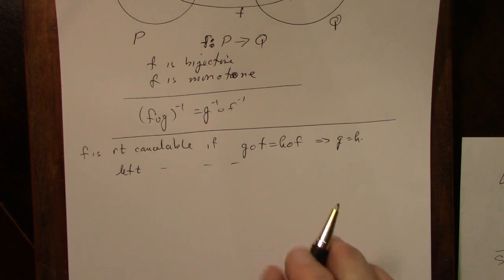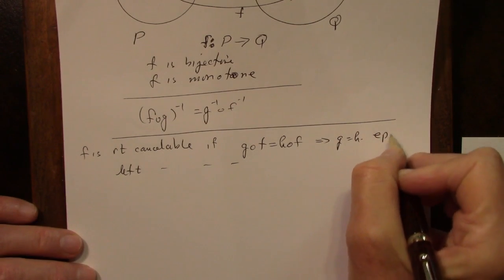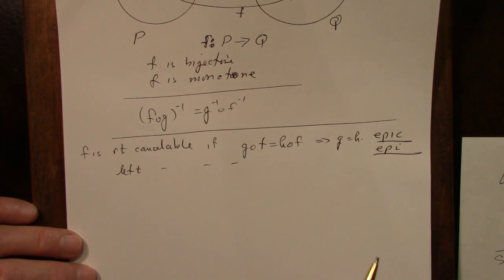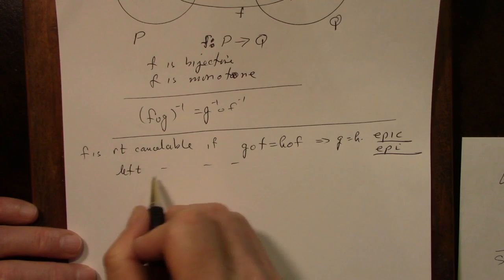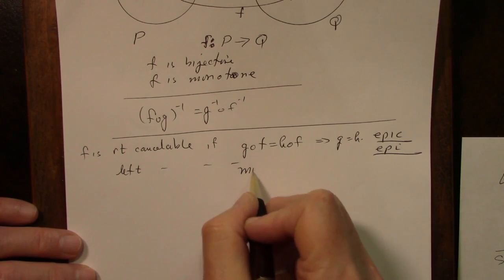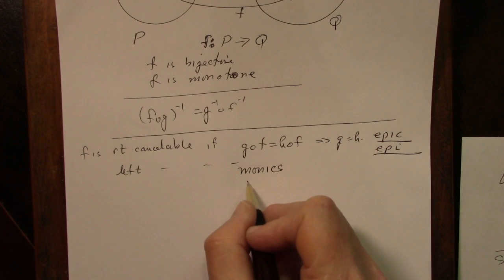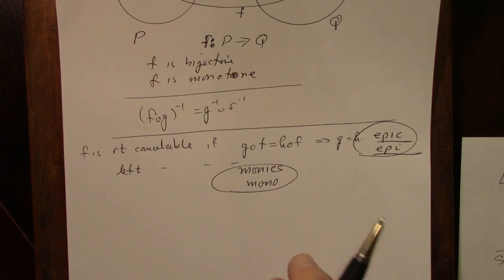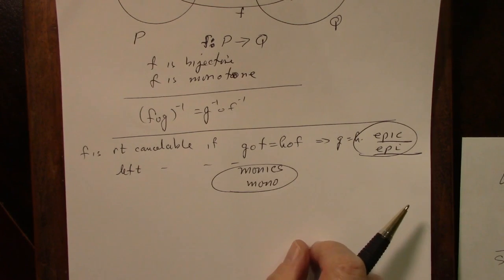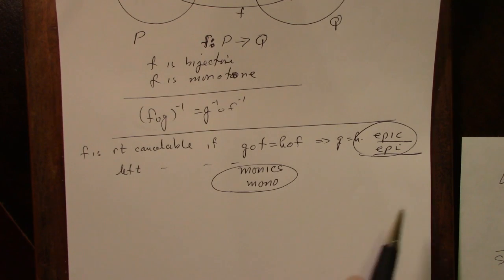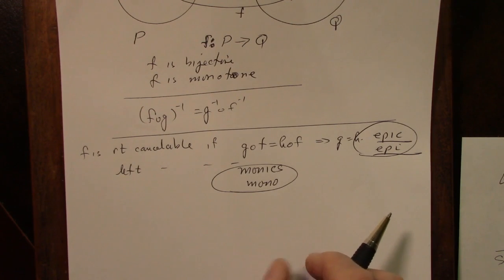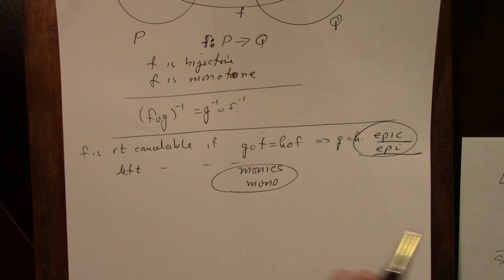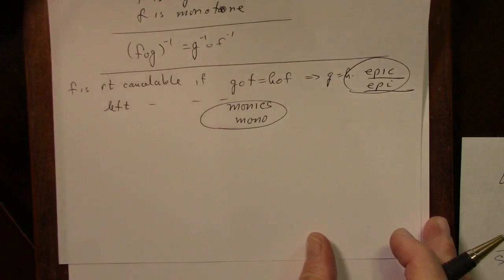Right cancelable morphisms are called epics or epis. And left cancelable morphisms are called monics or monos. I really dislike these terms. There's nothing wrong with right cancelable and left cancelable. It's perfectly good terms, and this is just one more thing to have to remember, and it's really easy to confuse. Is right cancelable epic or monic or mono? And it's unfortunate, but those are the terms.